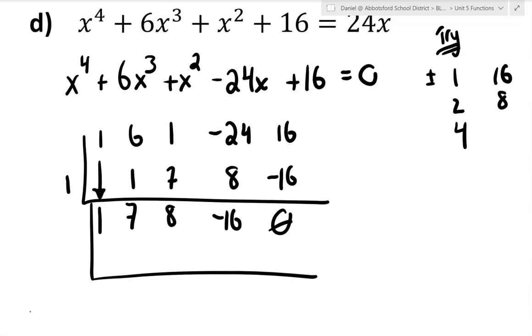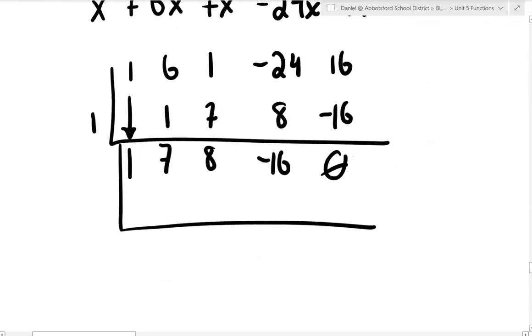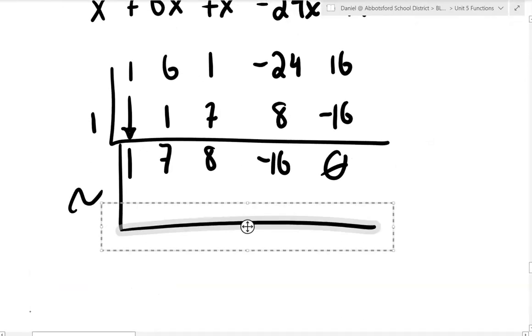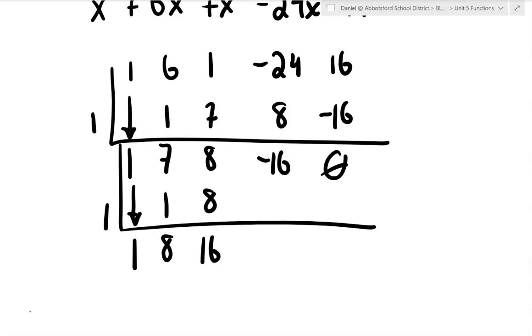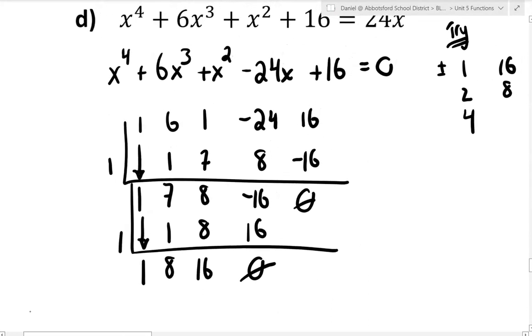But anytime you do have a success, it could be another success, meaning 1 could work again. So I'm going to try 1 here. Again, it did work. There's no reason why it couldn't work again. So 1 times 1 is 1. 7, 1, 8. 8 times 1 is 8. 8 plus 8, 16. 16 times 1, 16. Sure enough, it works. Now this was an x^4.